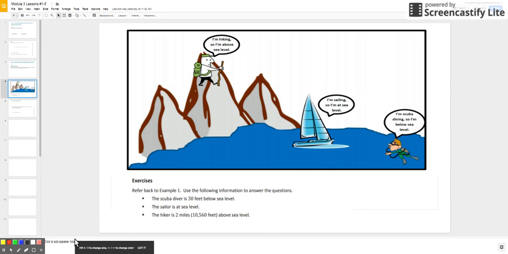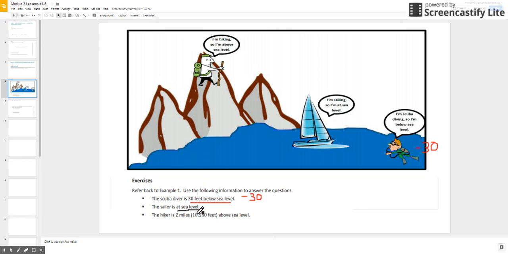So if we say that the scuba diver is 30 feet below sea level, well, that would mean a negative 30. He's below sea level, so that would be a negative 30. If we look at the next one, the sailboat here, actually let's go ahead and put a negative 30 right next to the scuba diver. I'm just going to write it right here, negative 30, to show the visual representation of what we're talking about. It says the sailboat is at sea level.